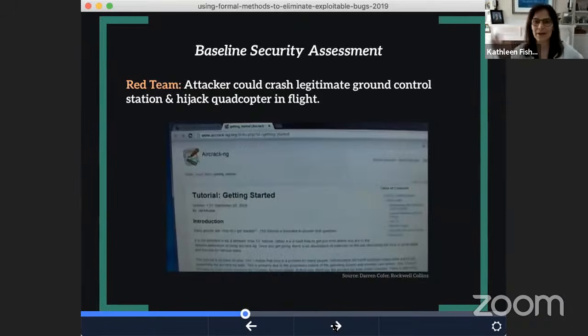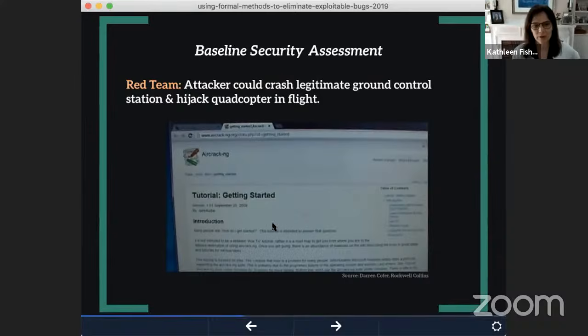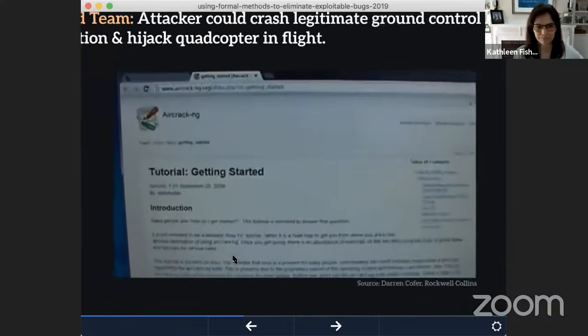So to give you a little bit of a feel for how that hacking worked, there's a video here that shows not the red team, but in fact the blue team: some of the formal methods researchers exploring the tools that were available to help attackers break in to the quadcopter. This video is going to show what they did to break into the quadcopter.